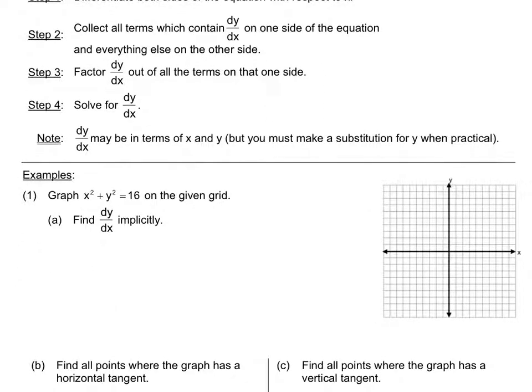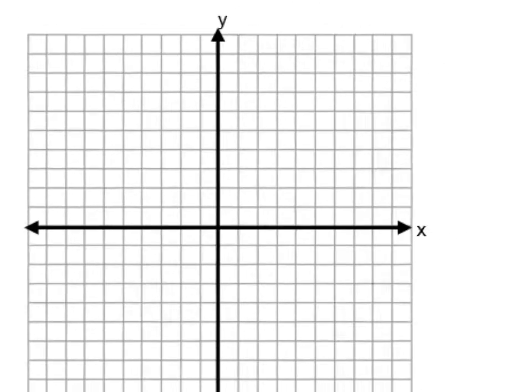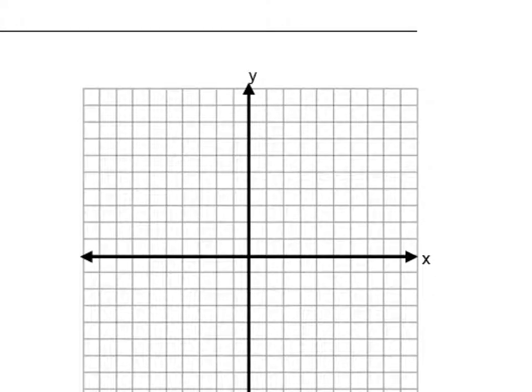All right, so it asks us to graph this. That's easy enough because that's just a circle. A circle with the center at the origin and a radius of 4. So I'm going to go out 4 units in each direction and draw a circle.